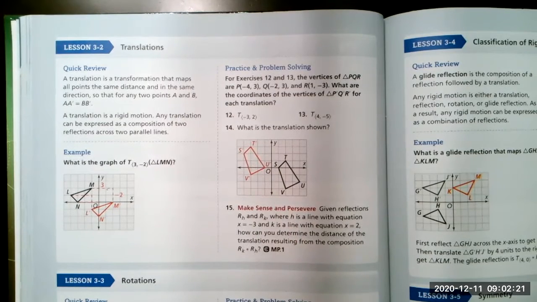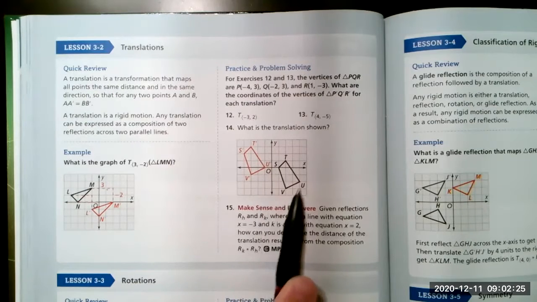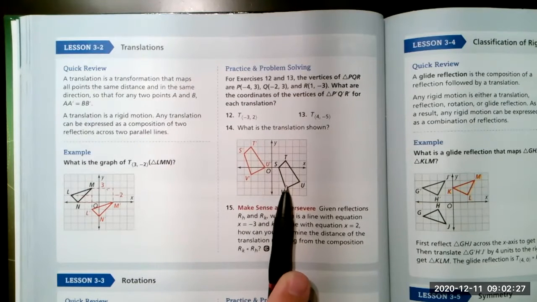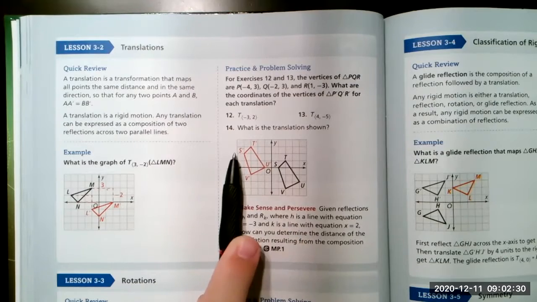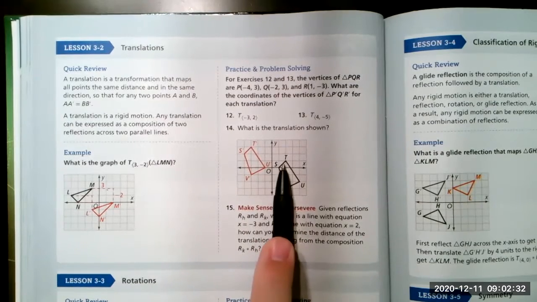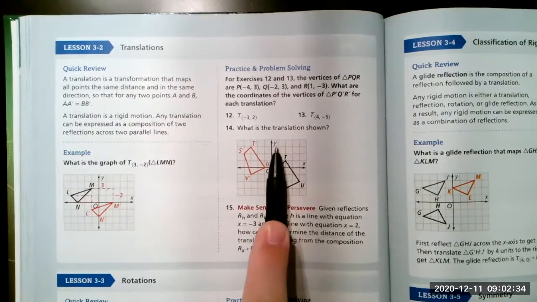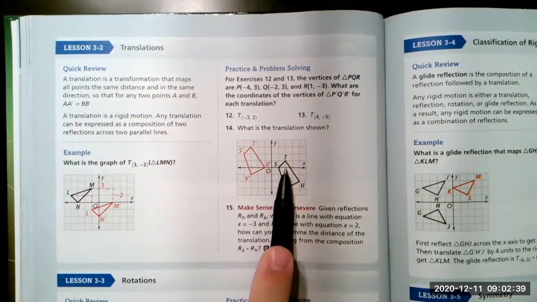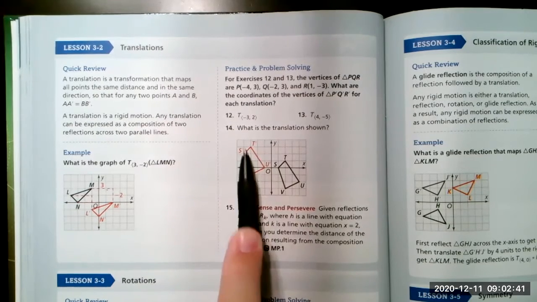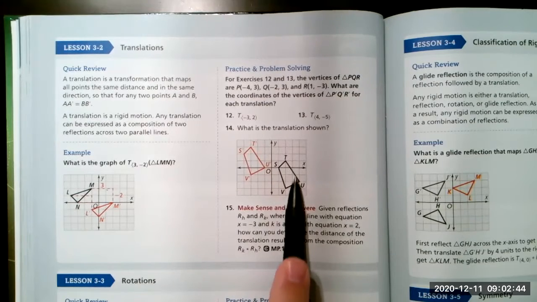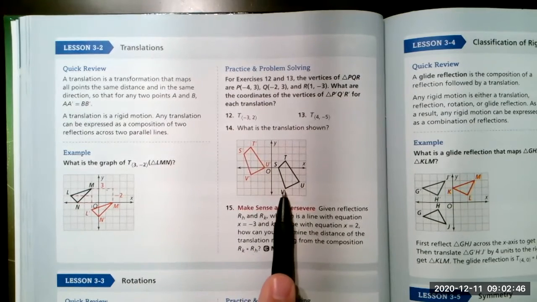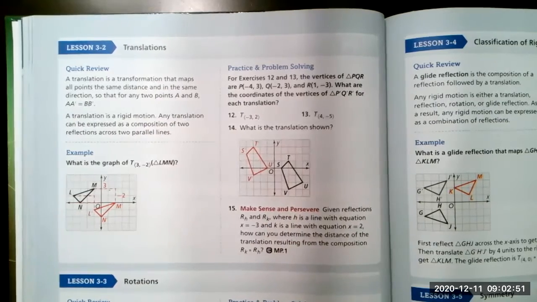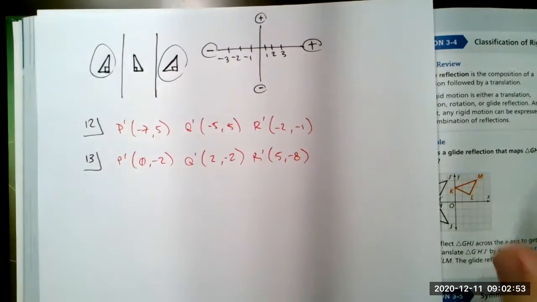If this is an actual translation, then all 4 of these vertices should move in the same direction. Up so many, over so many. So let's verify. It looks like T is going up 2, over 1, 2, 3, 4, 5. So since T is going up 2, left 5, all of these points have to go up 2, left 5. V has to go up 2, left 5. S has to go up 2, left 5.